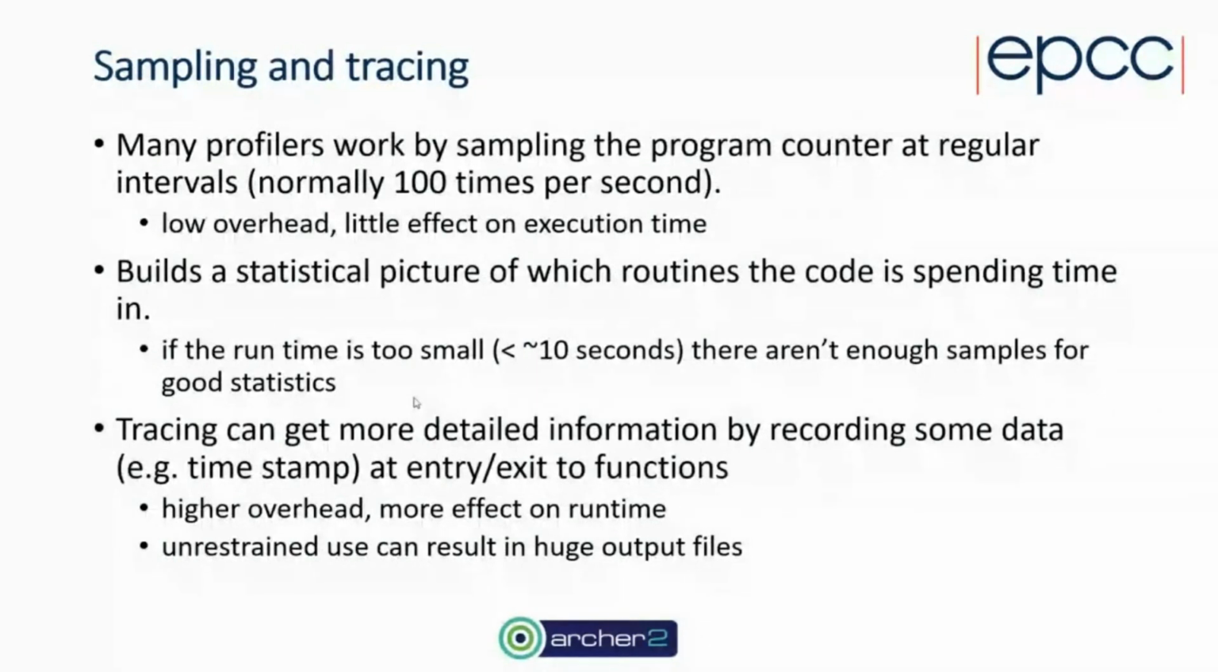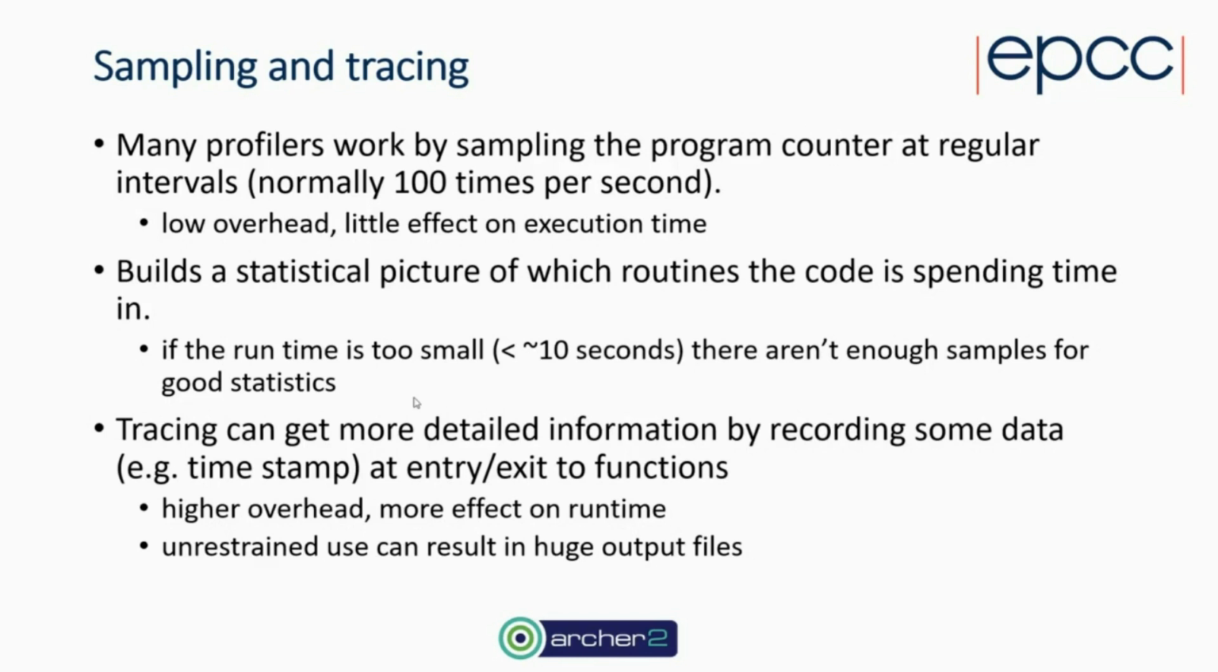So as I said, many profilers work by sampling, and what this does is sample the program counter at regular intervals. Basically, your program runs, and every 100th of a second the program is interrupted and it asks, whereabouts in the program am I? Which routine am I in? This is a good way of profiling because it has particularly low overhead. It doesn't add much in terms of performance cost. And for a long-running and not massively complex code, it gives you a good statistical picture of which routines the time is being spent on.